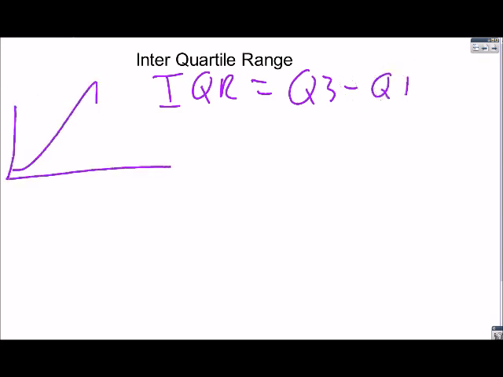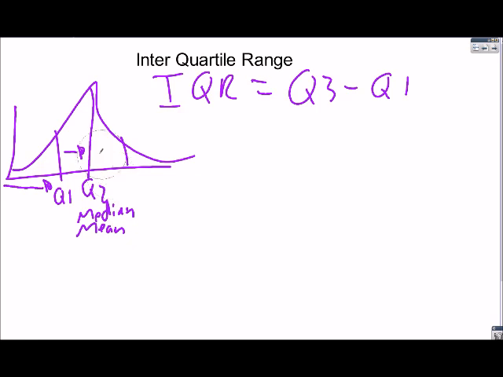Interquartile range, also known as IQR. IQR is Q3 minus Q1. And if we go back and look at our normal curve, most of our data is here. So we're going to say that this is all the data leading up to the first quarter. This is all of the data leading to the second quarter, also known as the median or the mean. And this is all the data to the third quarter.